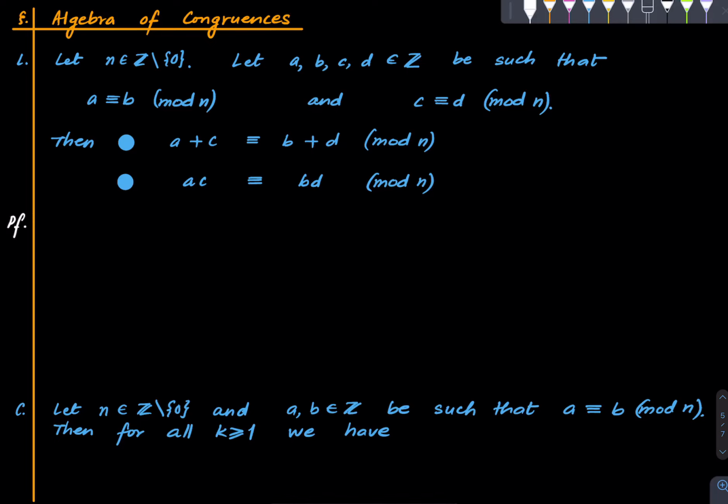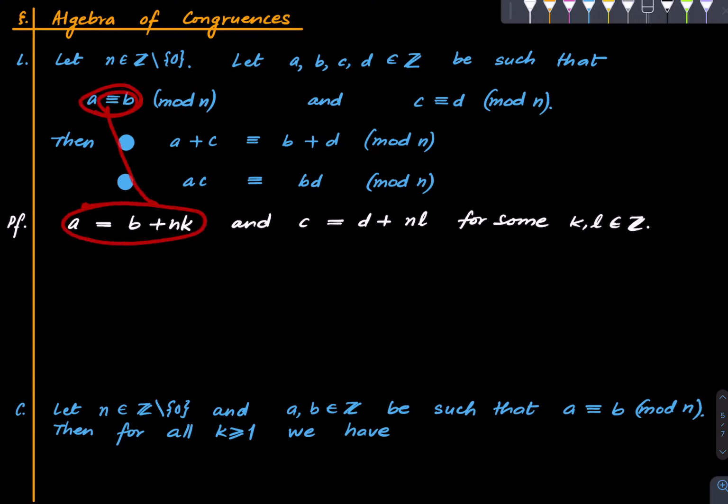So a congruent to b modulo n implies that a is equal to b plus nk, and c is equal to d plus nl, for some k and l in integers, right? Because a and b are related, they are in the same equivalence class, or you could say that b is in the equivalence class of a, and we just showed that everything in the equivalence class of a looks like this.